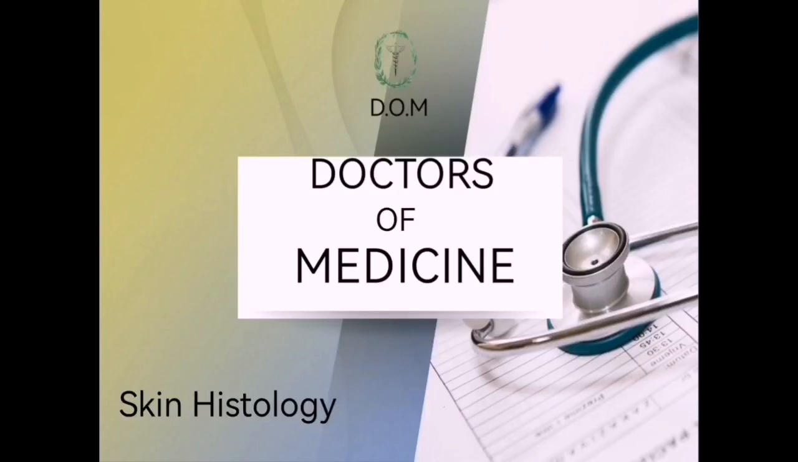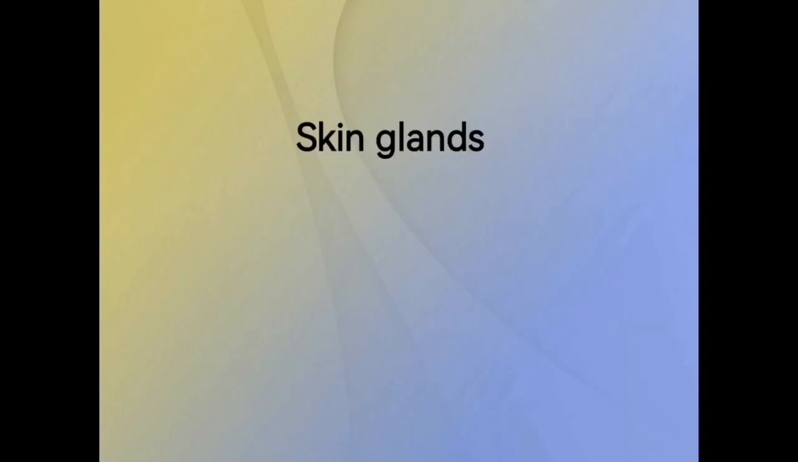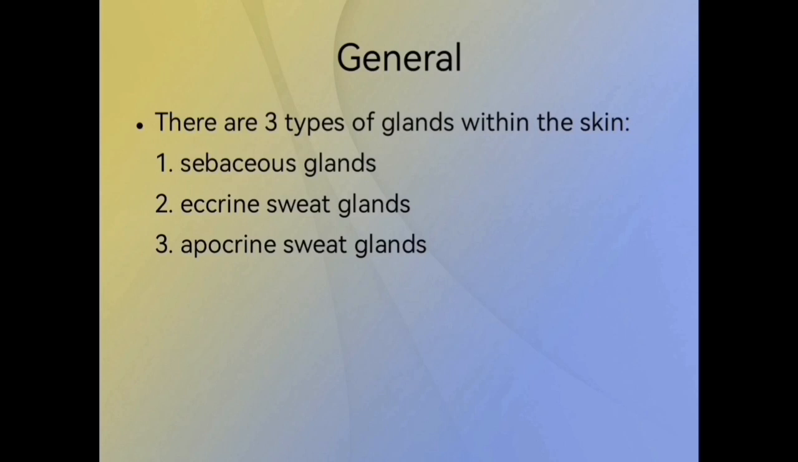Now let us look at the skin glands. Generally we have three types of glands located within the dermis of the skin: the sebaceous glands, which secrete sebum, eccrine sweat glands, which secrete sweat, and apocrine sweat glands, which also secrete sweat.